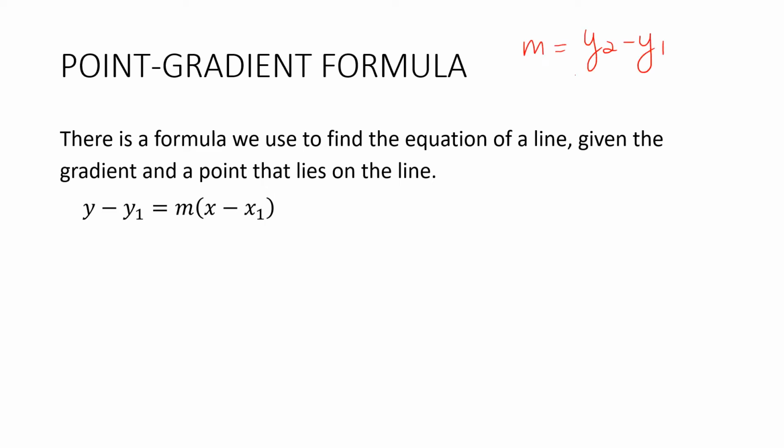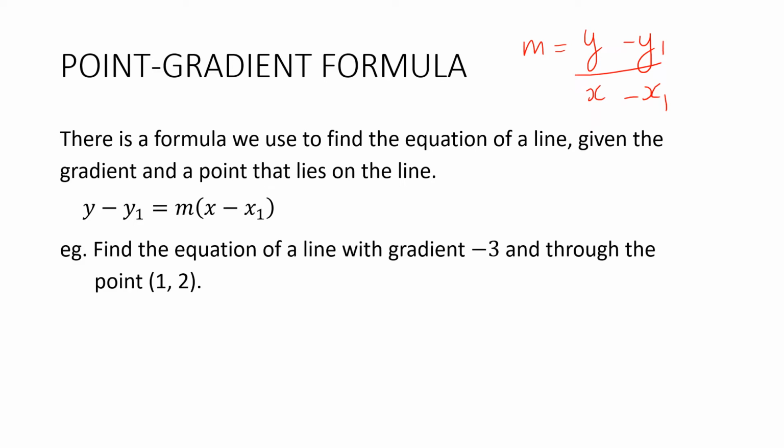So here's the gradient formula. And all we do is make one of these points a variable point. Now have a look what happens when we take this x minus x1 up and over the other side. If you turn it around, we have that formula. Let's have a look how we use it.